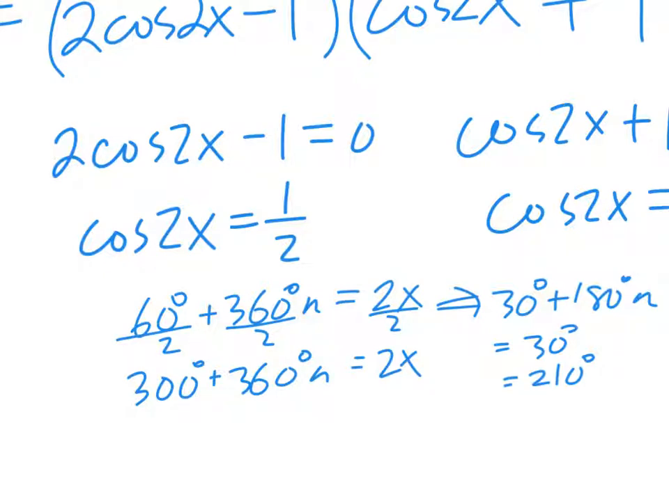Did you do the bottom one yet or no? Not yet. Okay, so you divide by 2, which gets you 30. However, there is another angle that will also work. Meaning there's another angle that when you double it and take the cosine of it, it will get 1/2. And what is that angle? That is 210.